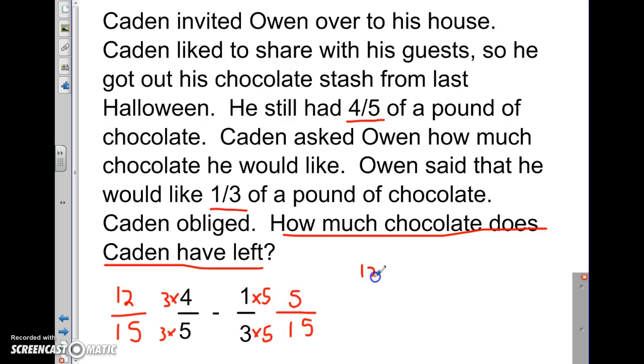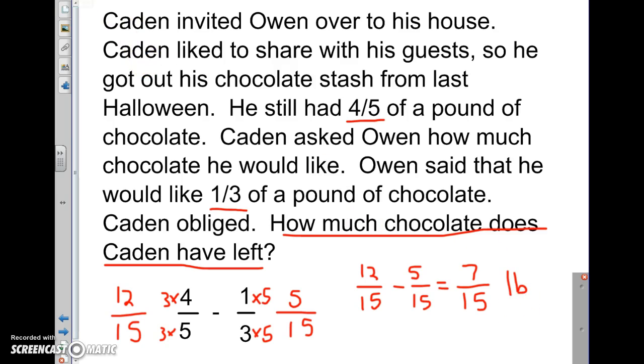Now all we need to do, since the denominators are the same, this is the simple part, is subtract those numerators. So 12 minus 5 equals 7, and the size of the pieces stays the same. So we look at that and say, okay, Caden now has 7/15 of a pound, LB, of chocolate.